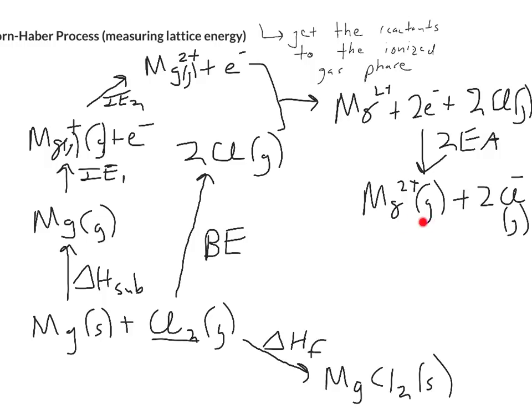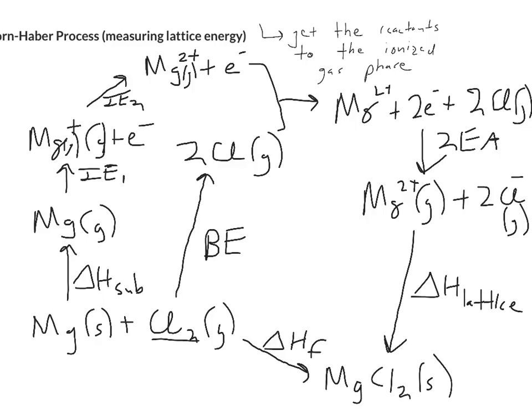Ionized gas phase for magnesium 2 plus, ionized gas phase for 2 chloride anions, Cl-. That is the lattice energy: the energy associated with the magnesium and the chloride combining to make this product. So that's what the lattice energy is.